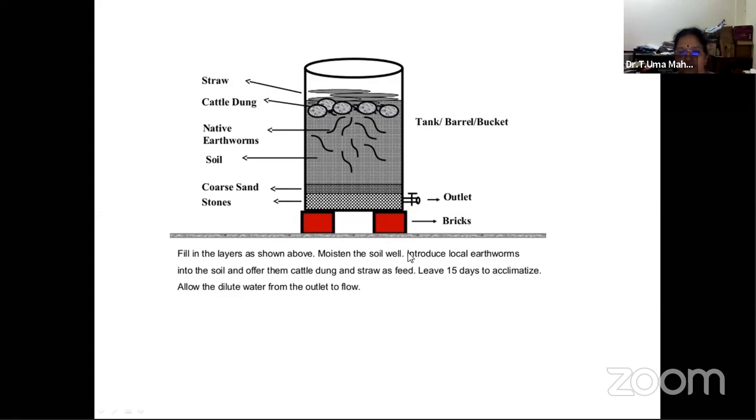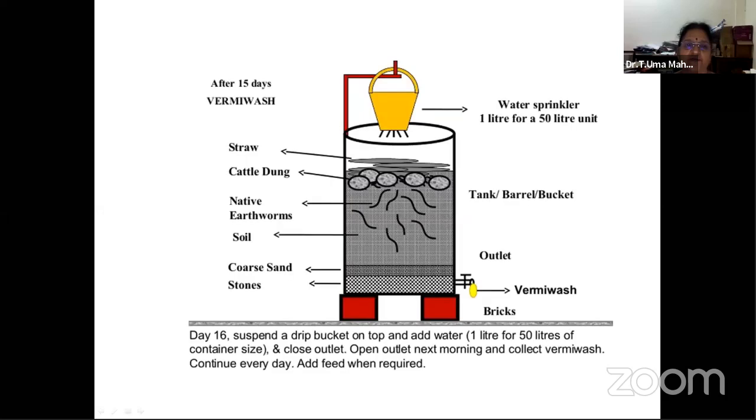And this you have to keep and leave for 15 days to acclimatize. Then daily you add water so that it will get decomposed and be eaten away by the earthworms. Then after about 15 days, you keep a small bottle or bucket or pot, anything, with water sprinkling down slowly, very slowly, drop by drop.